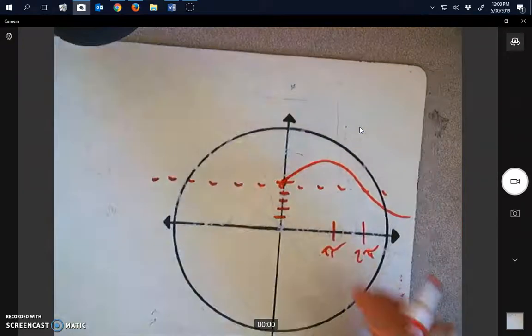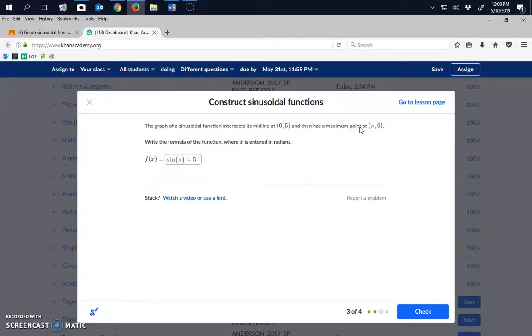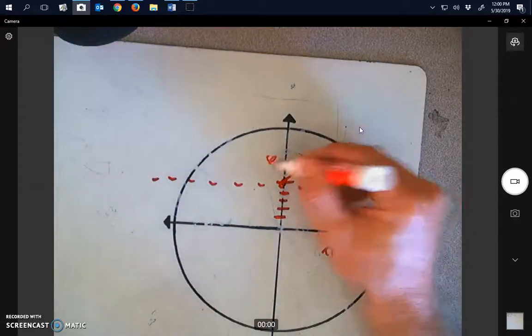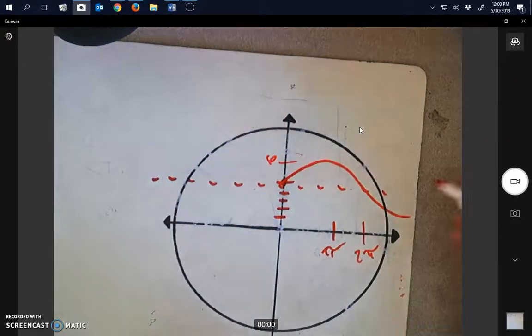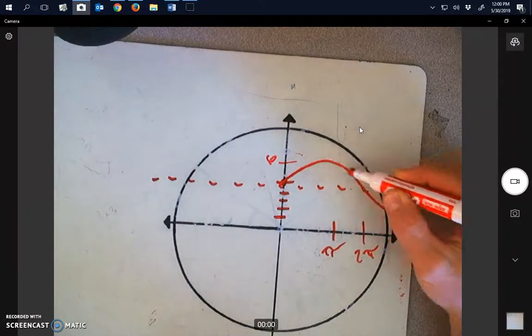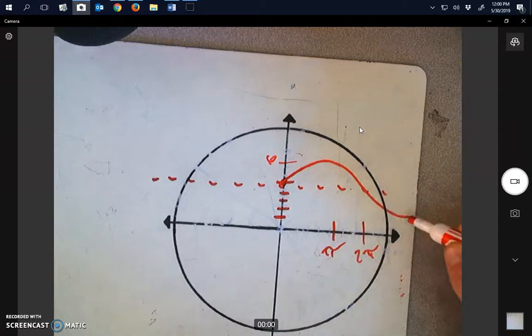Okay, so here we go. So I have my point at (0, 5), and a maximum point at pi. Oh, and this should be 6 right there. I have it a little bigger than it should be. Going up to 6, and we're at pi. So this is 1/4 of a graph. Then the second quarter is at 2 pi. Third quarter is at 3 pi. And then the fourth quarter will be at 4 pi.